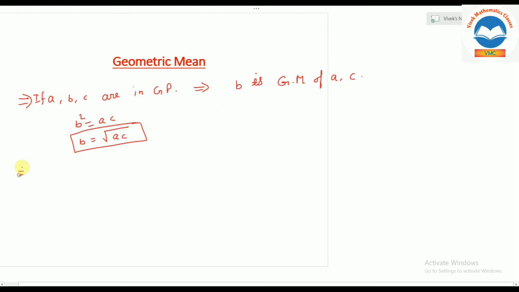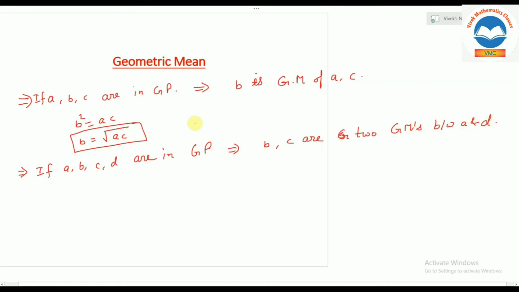Similarly, if you are given 4 numbers in GP, if A, B, C, D are in GP, then we can say the middle two numbers B and C are geometric means, or you can say two GMs between A and D. It means in between A and D we have inserted two GMs, B and C. Same like this we can write for n numbers also.